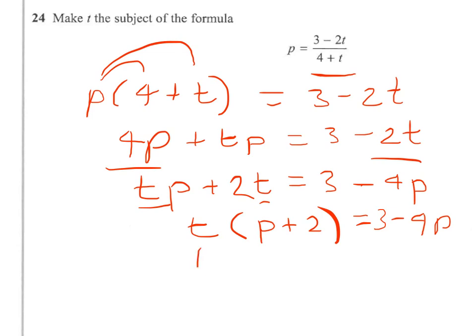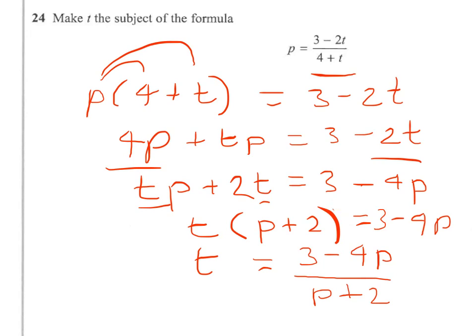To get t on its own, we have to move the (p plus 2) that's in brackets to the other side of the equation. As it's multiplying on the left-hand side of the equation, then it will divide on the right. We no longer need to keep the brackets. If you wrote the brackets, it wouldn't be wrong, but it doesn't need them. So, making t the subject of the formula then, we end up with t equals 3 minus 4p over p plus 2.